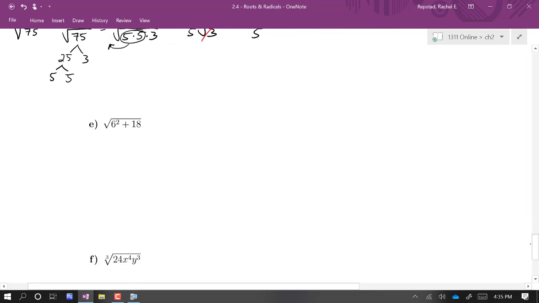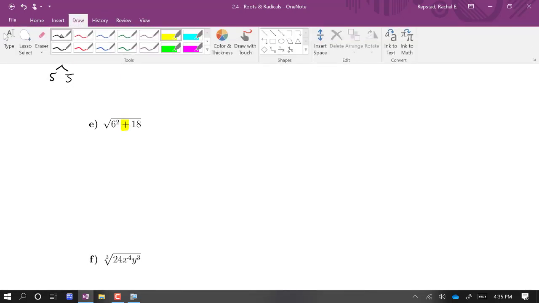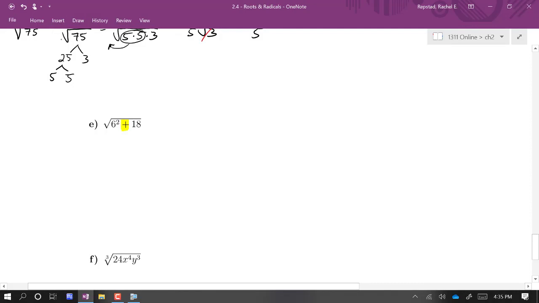Next example, we have the square root of 6 squared plus 18. So right off the bat, I just hope that when we see this, we're making ourselves slow down. We got addition happening in there, and a lot of properties that work out nicely when we're multiplying and dividing don't hold when we are adding or subtracting. We cannot split up a radical over addition. So what I'm going to do is just follow the order of operations. I'm going to evaluate what's inside that radical. 6 squared is 36. 36 plus 18 is 54.